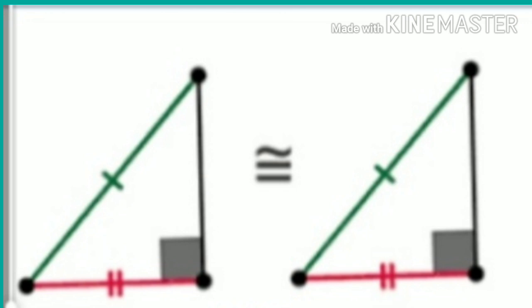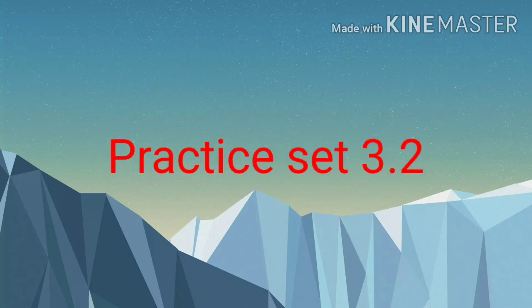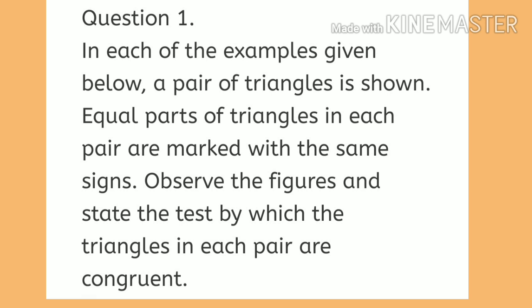As I told you, the hypotenuse side test is applicable only in right angle triangles. So out of these 5 tests, if any one test is applicable in given triangles, then the triangles are congruent by that test. Okay. Let's move to practice set 3.2. Question number 1. Question number 1 is, in each of the examples given below, a pair of triangles is shown.